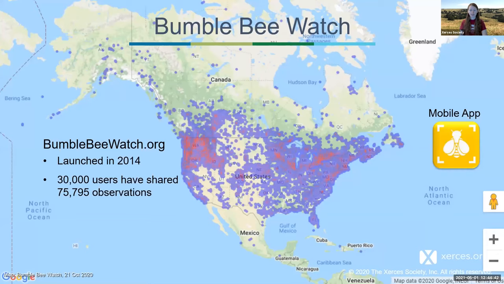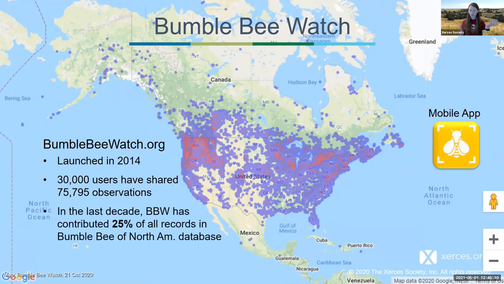And the way that we collect data is through Bumblebee Watch. This is a website that is kind of similar to iNaturalist, if you use that. There's a mobile app and a desktop platform that collects bumblebee observations specifically. And this data set feeds right into the largest data set for bumblebees of North America. There are about 30,000 different people submitting observations. And what's really impressive is that in Bumblebees of North America, the database that has everything about bumblebees in the US and Canada and Mexico, 25% of all of those observations have been contributed from community scientists using this website. That's a large chunk of observations and really amazing to think about.